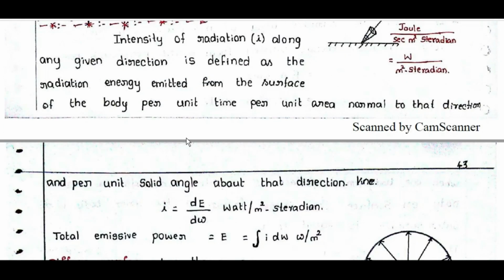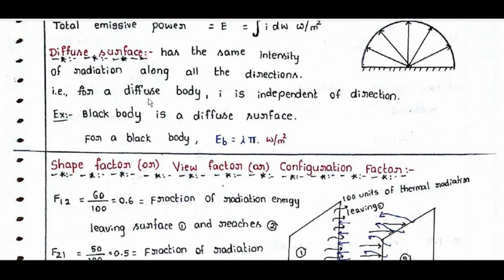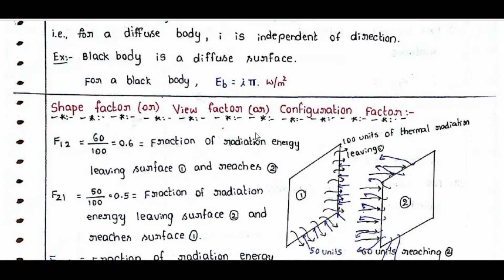Intensity of radiation. A diffusive surface has the same intensity of radiation along all directions. That is, for a diffusive body, I is independent of direction. Example: a black body is a diffusive surface. For a black body, E_B is equal to I pi watt per meter square.